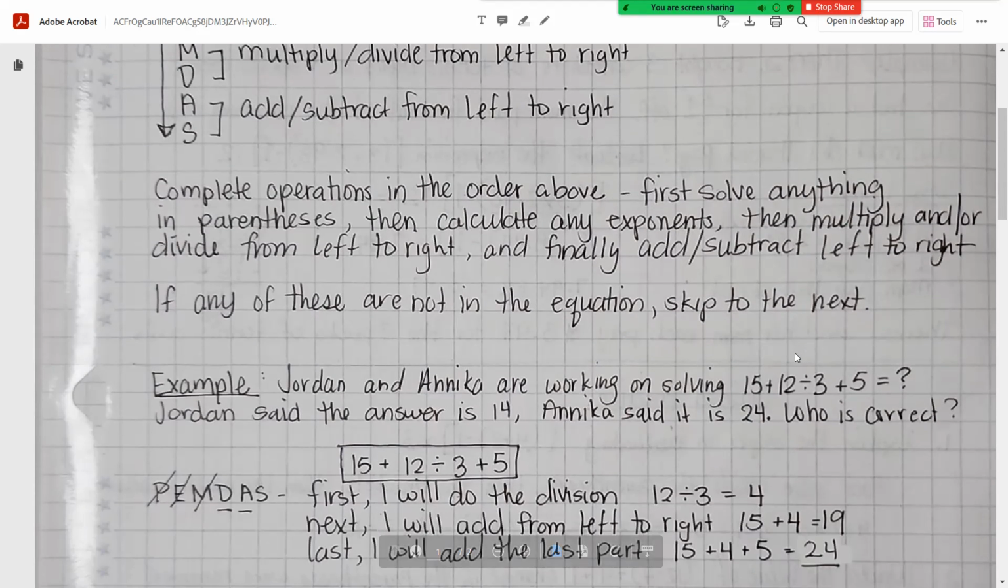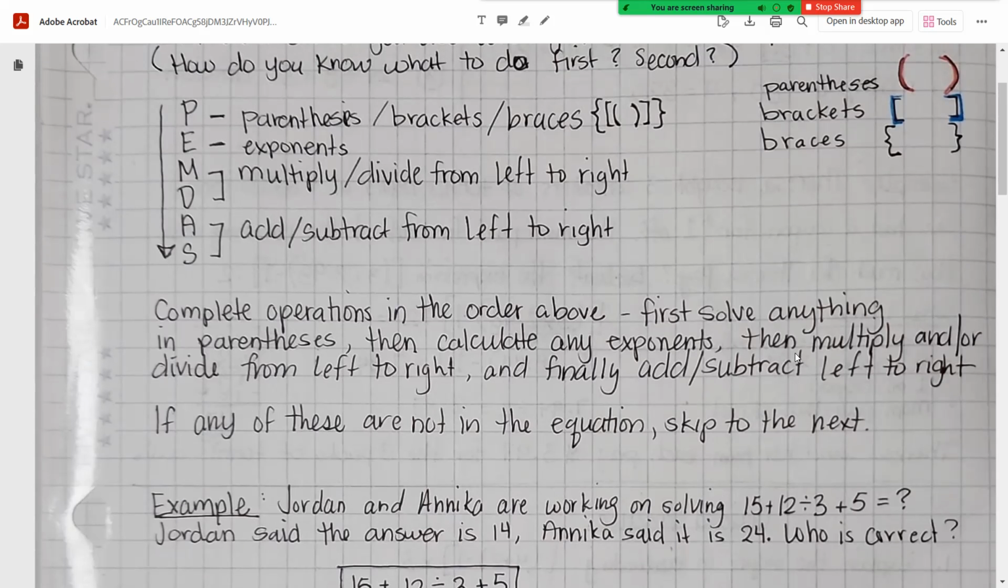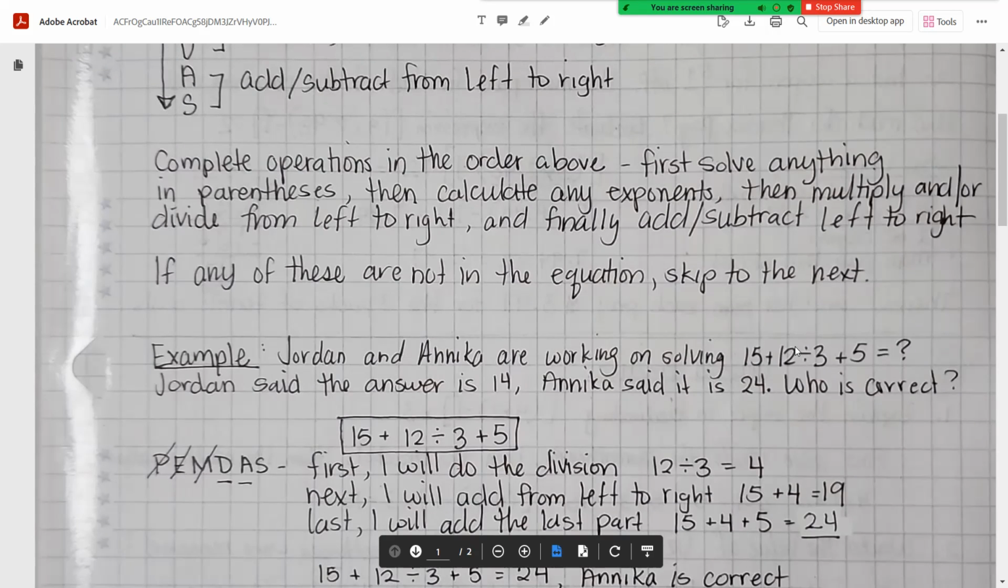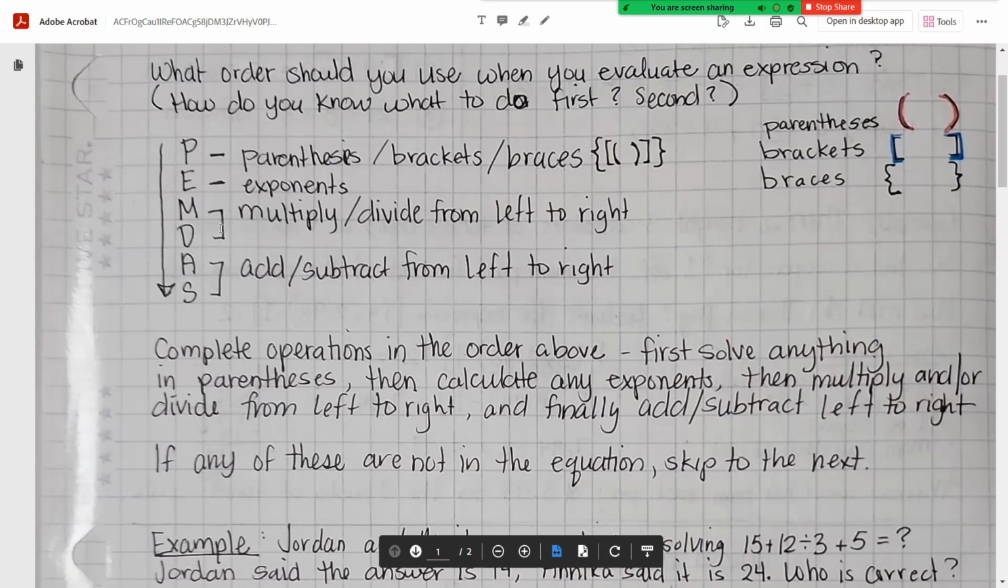Complete these operations in the order that you see right here listed. So first solve anything in parentheses, then you calculate exponents if you had them. Then we multiply or divide from left to right, and then add or subtract from left to right. Now, if any of these are not part of your equation, you skip over it and you go to the next one.